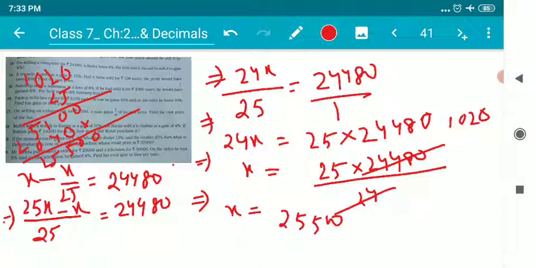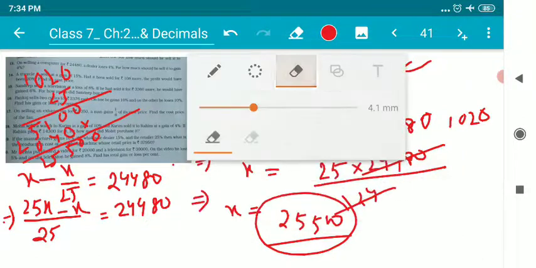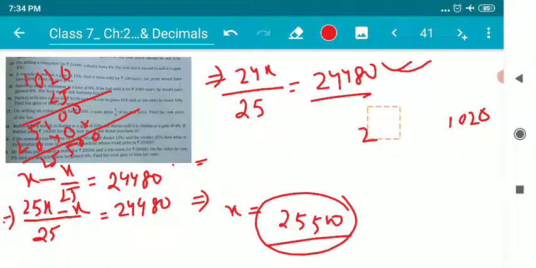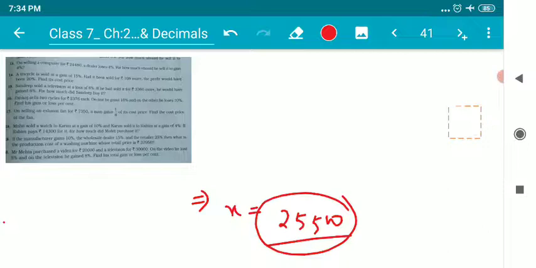The cost price was 25,500 rupees. This was the actual buying price of that computer, but the person had sold it for rupees 24,480. Children, we got the cost price of that computer. Now the question is, what should have been the selling price so that he could have sold it at a profit of 4%? So again we'll find out 4% of this one, 25,500.